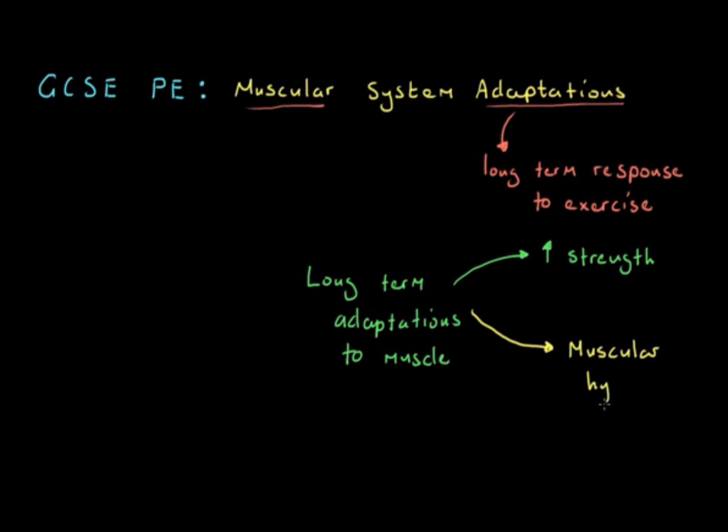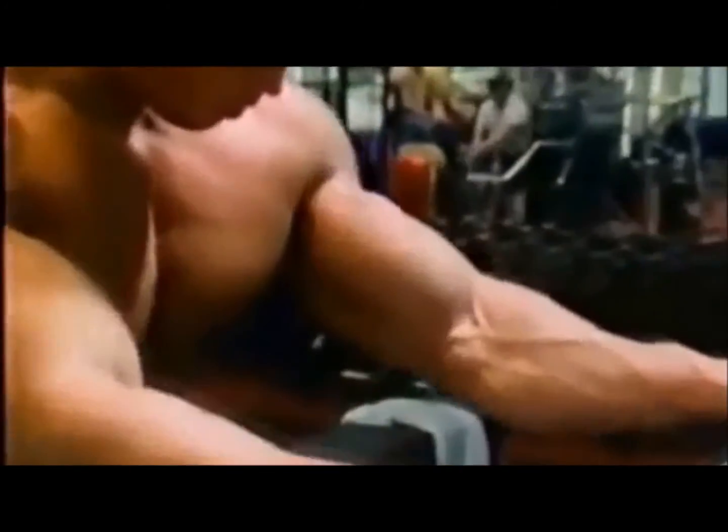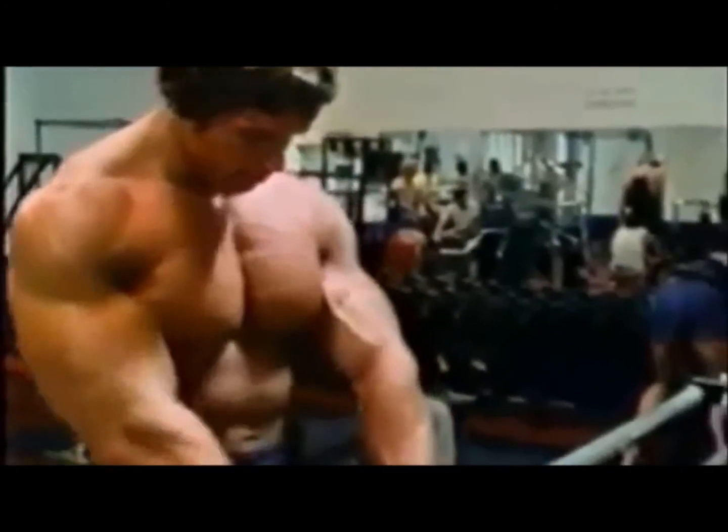Now, this is one of the main reasons people work the muscular system, one of the main reasons people go to the gym: muscular hypertrophy. Muscular hypertrophy very simply means that the muscles grow and increase in size. As we know, the muscles break, and when they repair bigger and stronger, that increases muscle size. As you can see here, Arnold Schwarzenegger didn't get this size overnight. His training resulted in muscular hypertrophy, his muscles growing and getting bigger.